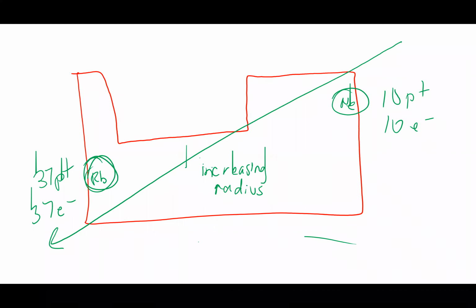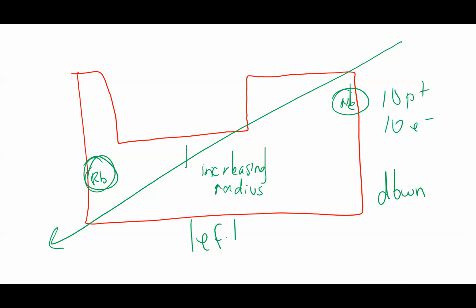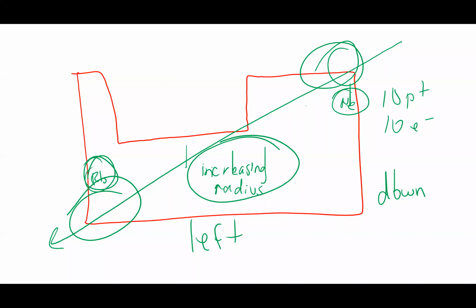So why does it increase going this way? That's something we're going to talk about a little bit later. But you do need to know this trend, that as we go down and left, the radii of the atoms, the size of the atoms, get bigger. So the biggest atom on the periodic table is down here, and the smallest would be up here. Helium, or of course, hydrogen.